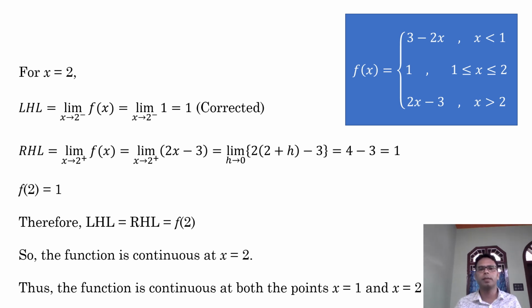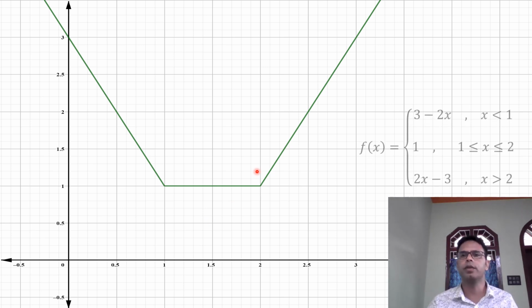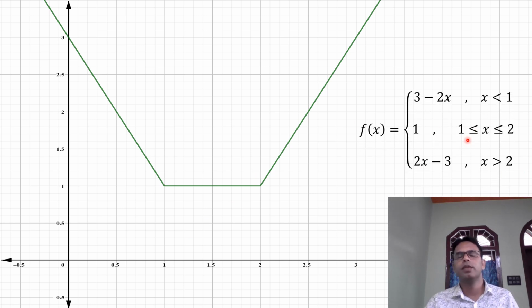If you look at the graph, this will be the graph of the function. This is the function. No doubt in this question the graph is not asked here, but for better understanding I am taking the graph here. So x is less than 1. For all values less than 1, f(x) is a polynomial function and the power of x is 1, so this is a linear function.